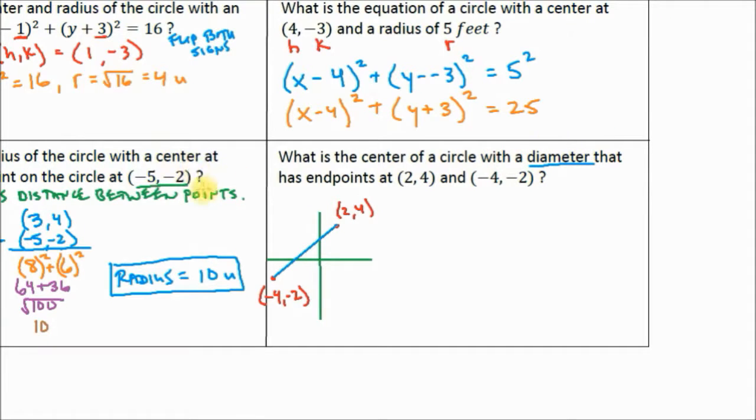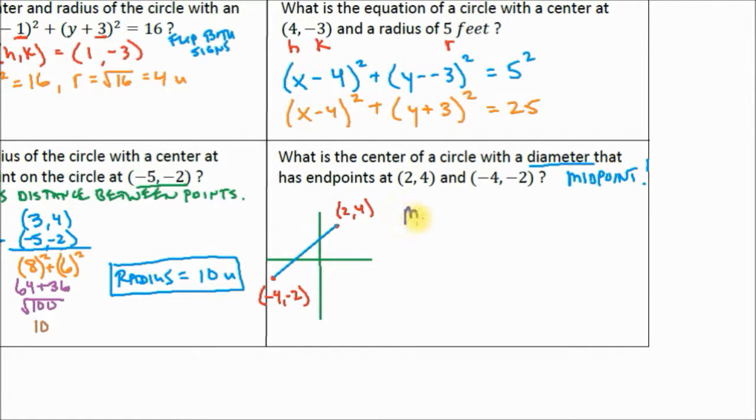So now you're going to have to find the center of the circle. And the center is going to be the midpoint. The center is the midpoint of a diameter. So all we got to do is figure out the midpoint of this particular line segment, and that will give us the center of our circle. So let's do that now.